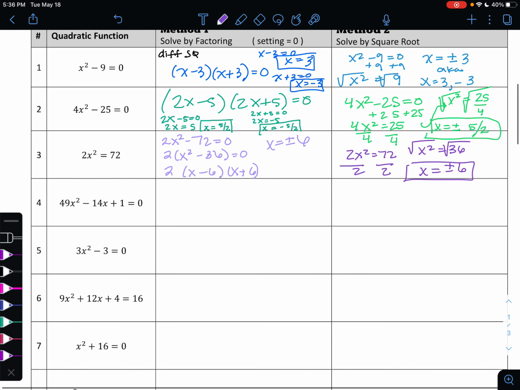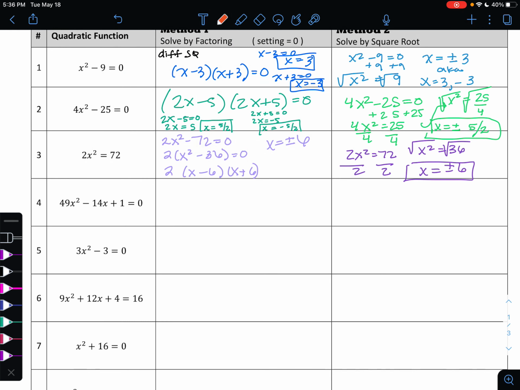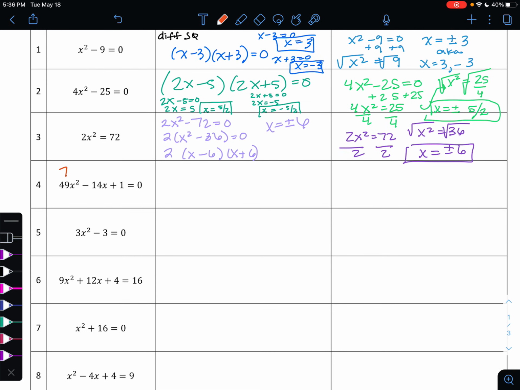All right, what about this one? Ooh, I notice when I'm doing this one that I have, this is 7x squared, and this is 1 squared, and this is 2 times 7 times x. So I think this is a perfect square trinomial. So I recognize this, and I'm going to factor into 7x minus 1 and 7x minus 1.